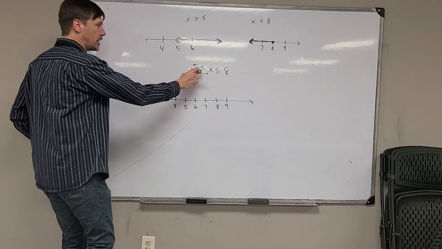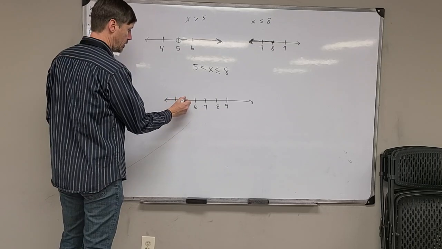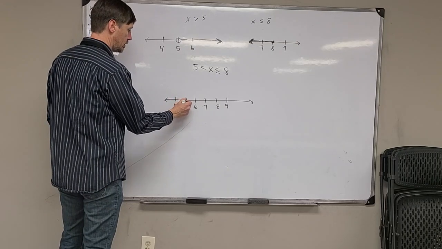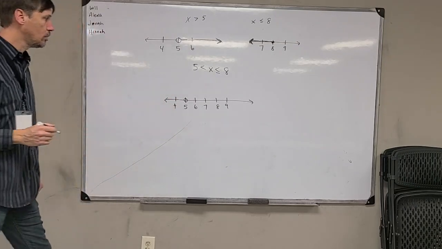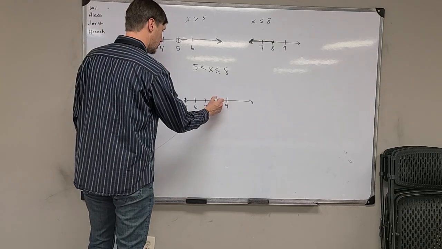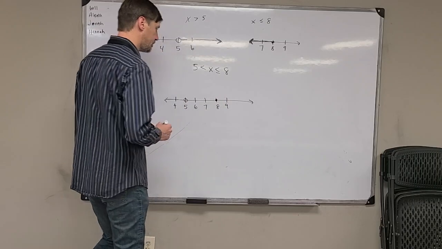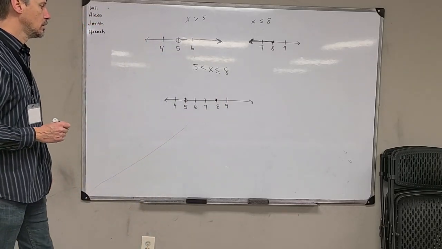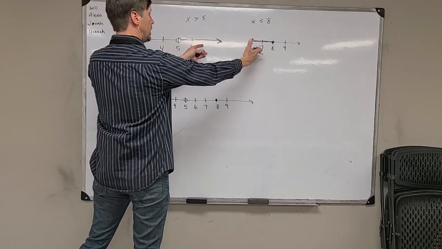And x has to be bigger than 5. So it's not greater than or equal to, it's just greater than. So I'm going to put an open circle on 5. And it has to be less than or equal to 8, so I'm going to put a closed circle on 8. And it's like the combination of these two things, right?